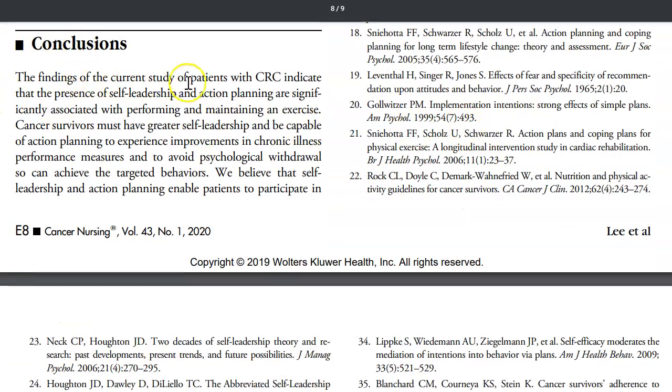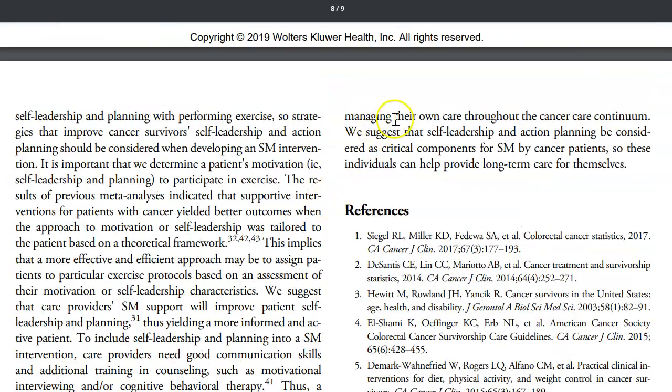The findings of the current study, blah, blah, blah, indicate that the presence of self-leadership and action planning are significantly associated with performing and maintaining an exercise. That's a funny way of putting it. Cancer survivors must have greater self-leadership and be capable of action planning to experience improvements in chronic illness performance measures and to avoid psychological withdrawal so it can achieve the targeted behaviors. We believe that self-leadership and action planning enable blah, blah, blah, managing their own care throughout the cancer continuum.